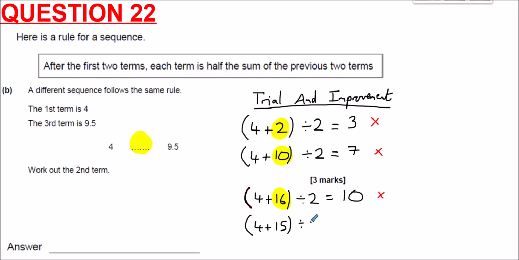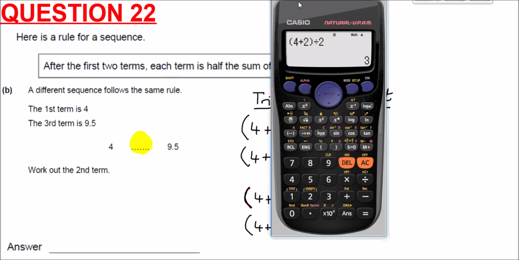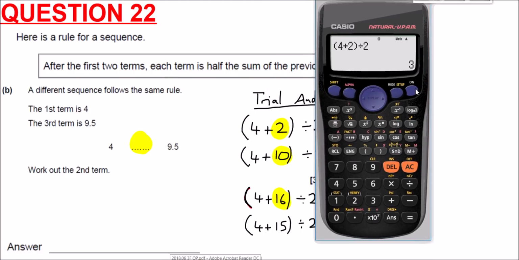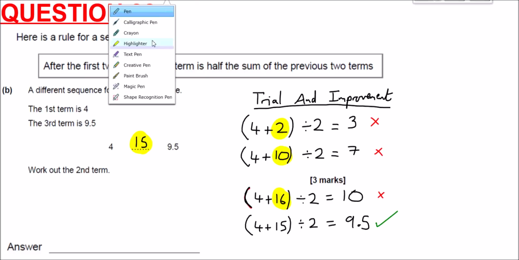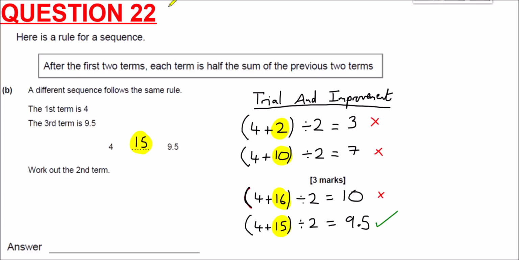All I'm trying to show you is that by keeping on and not giving up, you'll get the answer eventually. Not on some questions, but on enough to make it a worthwhile thing to bear in mind. 4 plus 15 divided by 2 is 9.5, and that works. And so what we've proven by using this trial and improvement approach is that the second term would have to be 15 for it to work. So the answer, second term, must be 15.